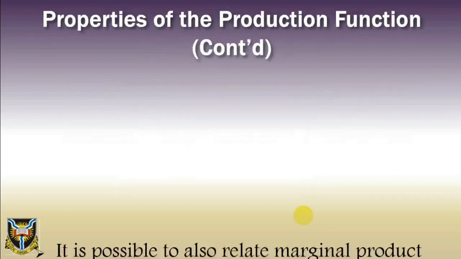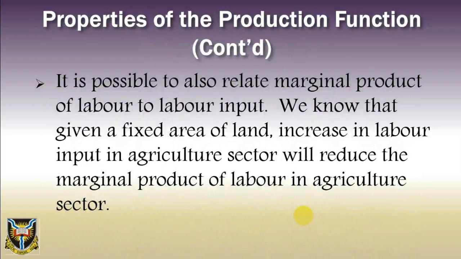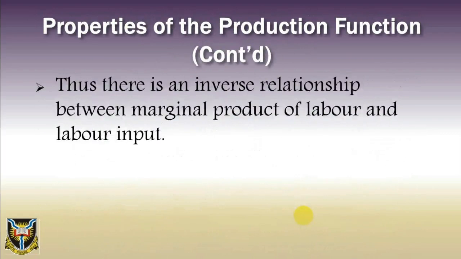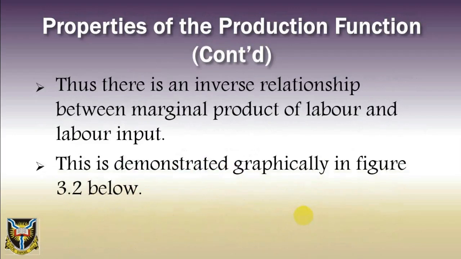It is possible to also relate the marginal product of labor to labor input. We know that given a fixed area of land, an increase in labor input in the agriculture sector will reduce the marginal product of labor in the agriculture sector. Thus, there is an inverse relationship between the marginal product of labor and labor input. This is demonstrated graphically in Figure 3.2 below.